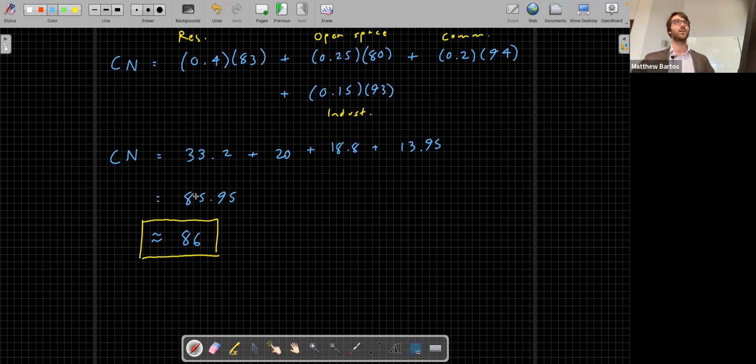You can just round to the nearest number. It's not really necessary, because there's so much uncertainty involved here that it's okay. Just by convention, you round it to an integer.